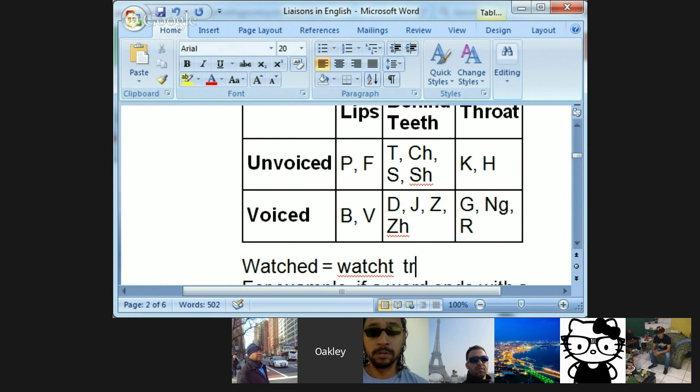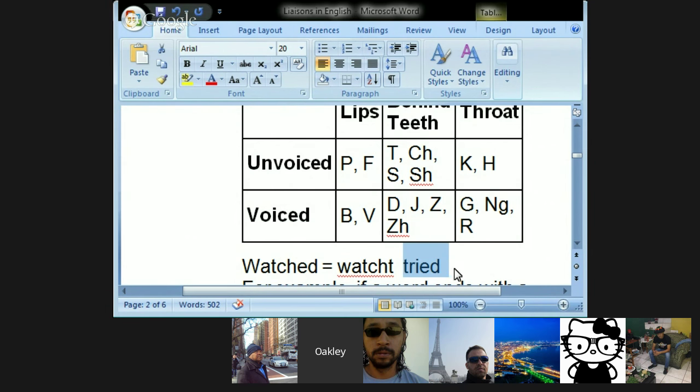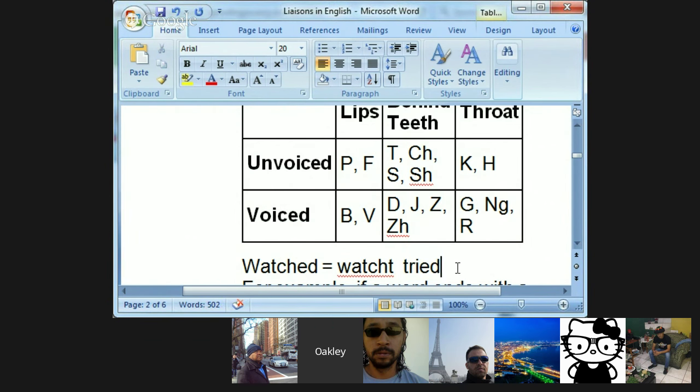As opposed to voice sounds or vowels. By the way, all vowels are voice sounds. By definition, they have to be. So tried, because we already got a voice sound I, we just add the D. It's voiced, so it's just a D sound. So in other words, we're staying in the same group, voiced or unvoiced, with these past tense. It's really exactly the same idea.